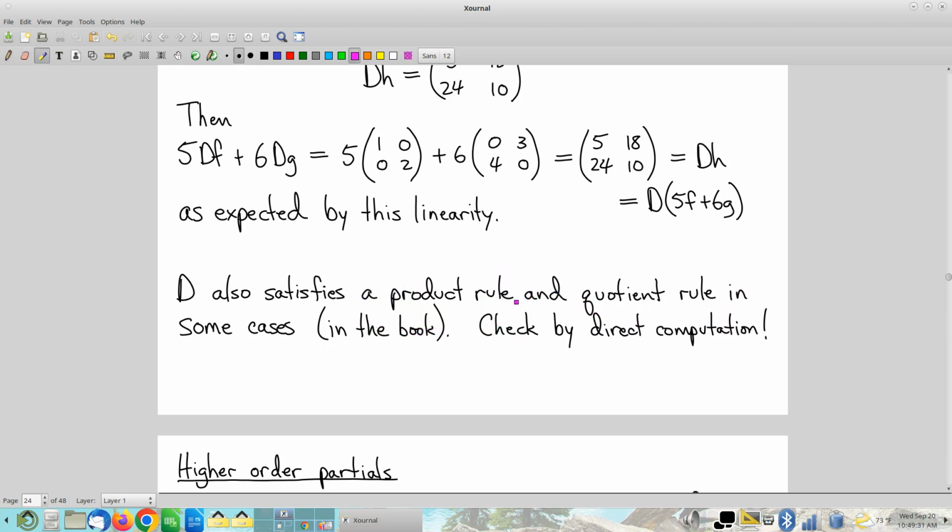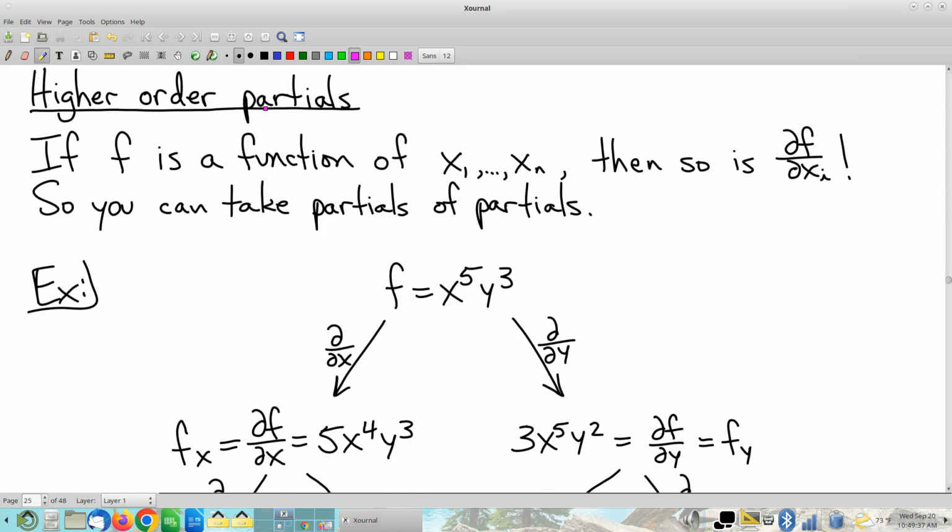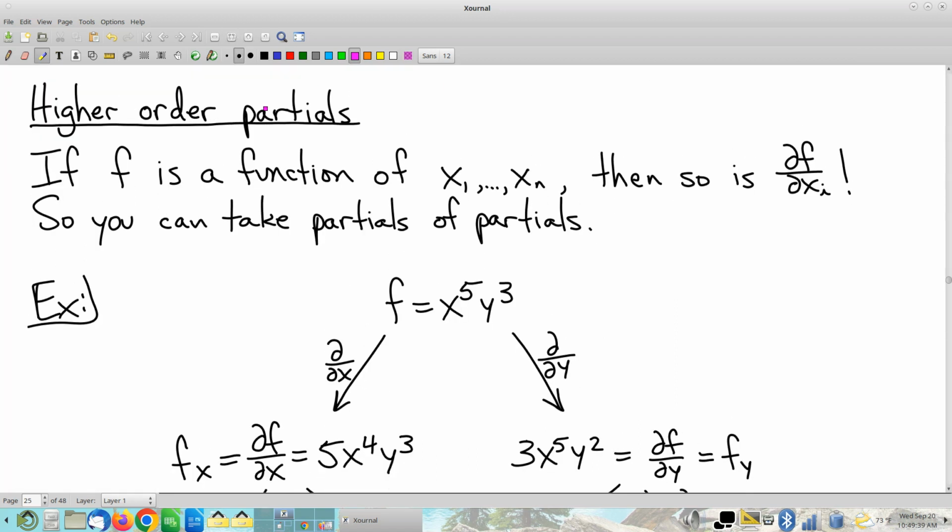Okay. All right. Moving on to higher order partials. Y'all recall, I'm sure, that when you have a single variable function and you take the derivative, the result is a single variable function, which is something you can entertain taking another derivative of. Well, the exact same thing happens with multivariable functions.